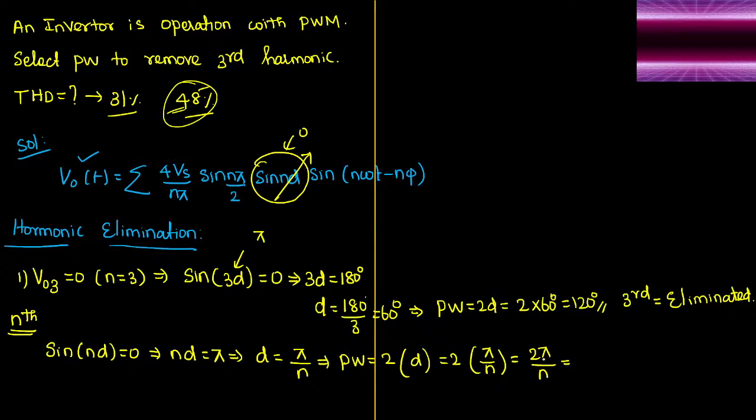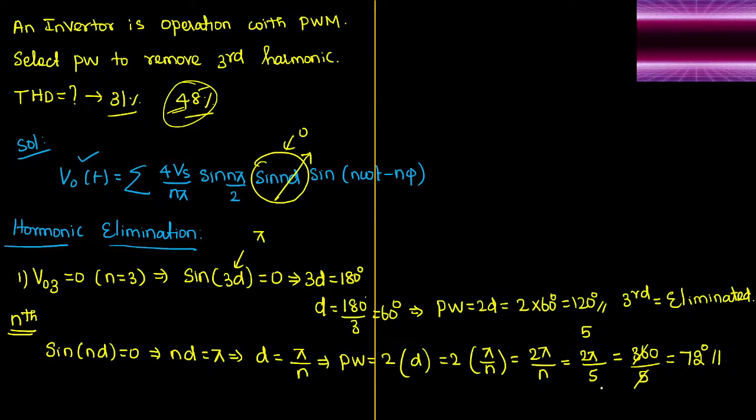If they are talking about the fifth order harmonic, then to eliminate the fifth order harmonic, the desired pulse width must be equal to 2 pi by n with n equal to 5. You know this 2 pi equal to 360 degree. You can divide it by 5. How will you divide it? 7 times 5 will be 35 degree. Remaining will be 2. So it will be 72 degree.